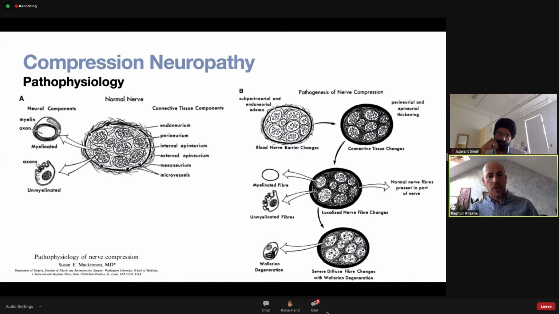So this is from Susan McKinnon, who's done a lot of work on nerve pathology in the upper limb, and it gives you an idea of the progressive processes that go on with compression neuropathy. There is a dose response to this as well. Studies done on rat sciatic nerves with cuffs applied at certain pressures have replicated this pathophysiological understanding.